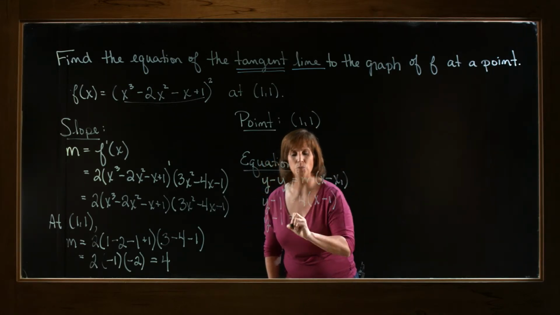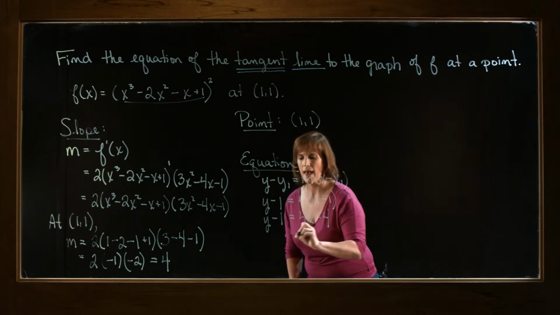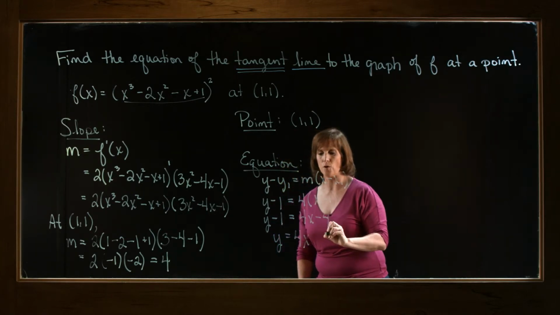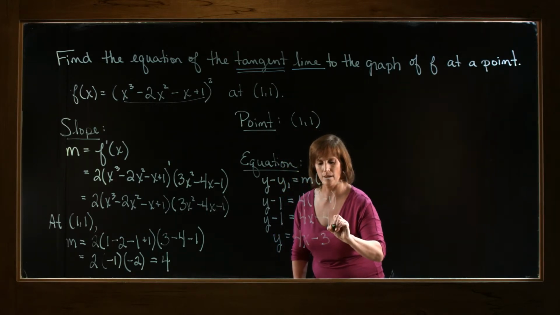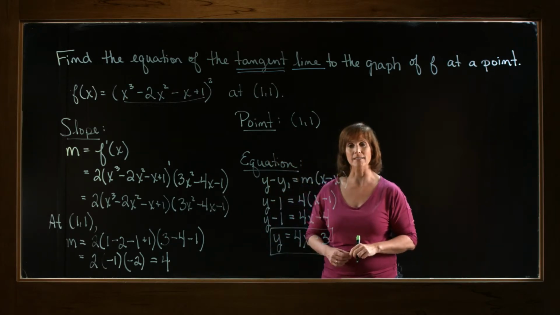With a little bit of algebra, I'll distribute the 4 across and make that 4x minus 4, and then add 1 to both sides. So I have y equals 4x minus 3. And this is the equation of my tangent line.